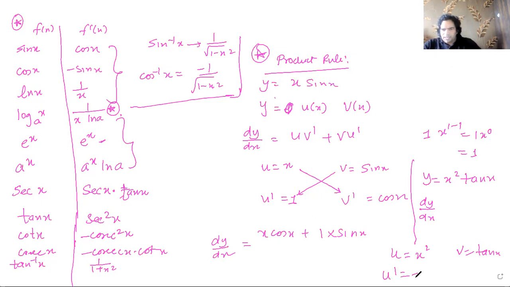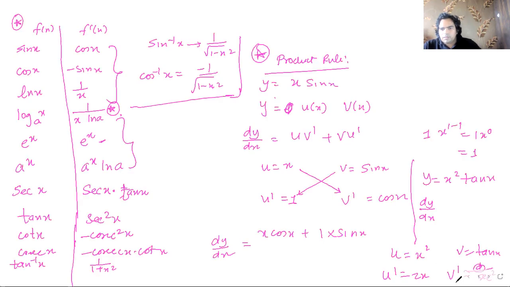So u dash that you'll get is 2x, and v dash you'll get is 1 over cos squared x. So the answer here will be x squared times the derivative of tan x, which is nothing but sec squared x, plus tan x as it is times the derivative of x squared, which is 2x. So this is the product rule for when you have two functions. This is in your syllabus.